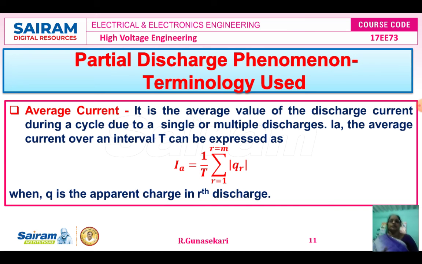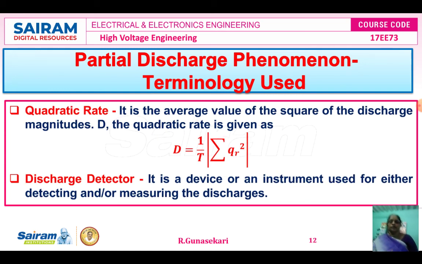The average current is nothing but the average value of the discharge current during a cycle due to a single discharge or multiple discharges, that is Ia. The average current over a time interval capital T can be calculated by the formula Ia equal to 1 by T, the summation with limits small r, that is 1 to m, of the modulus of Qr, where Qr is the apparent charge in the rth discharge. The discharges run from 1 to m only.